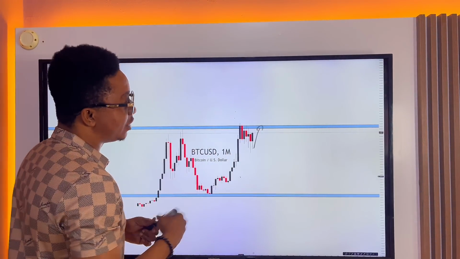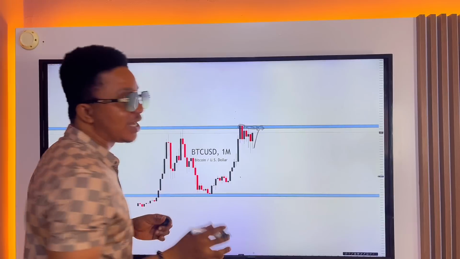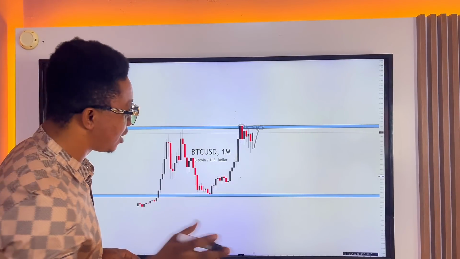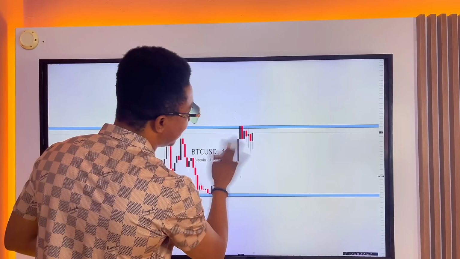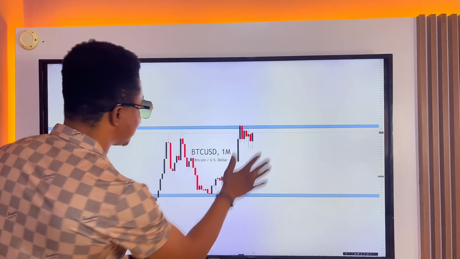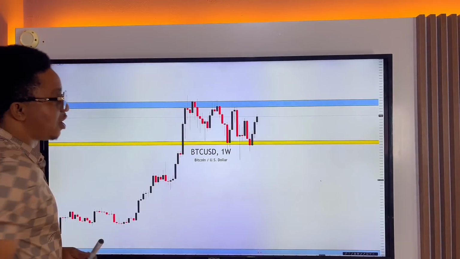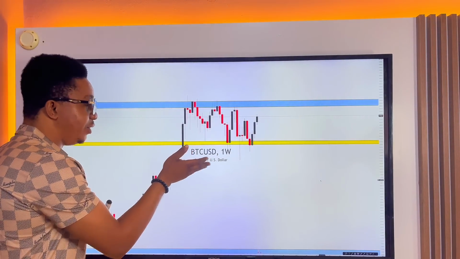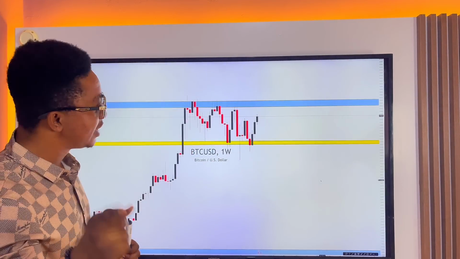But how can we pick an entry to the monthly resistance level? Let's find out as we take you to the weekly time frame as well. All right, so Btcusd, let's take it all the way to the weekly time frame and then continue with our technical analysis. All right, so this is Btcusd on the weekly time frame. On the weekly time frame, let's explain further.